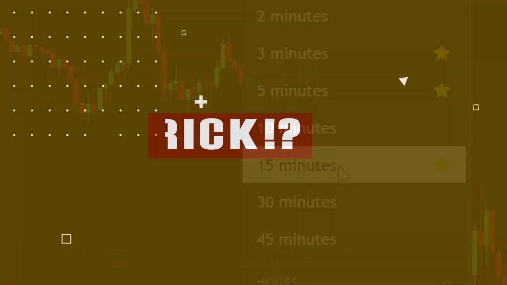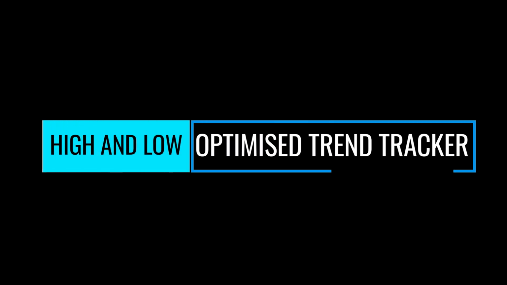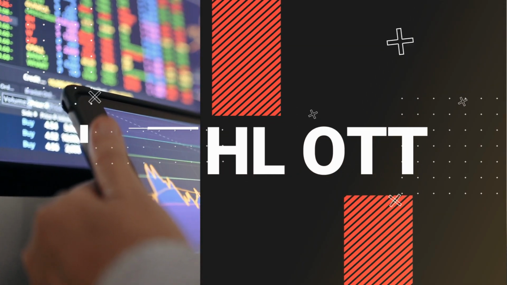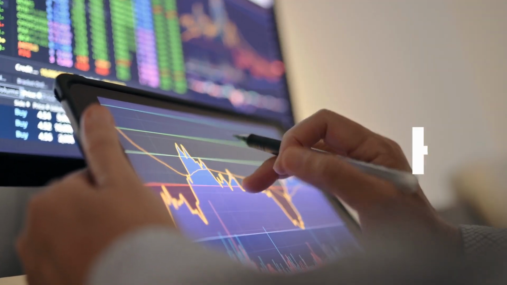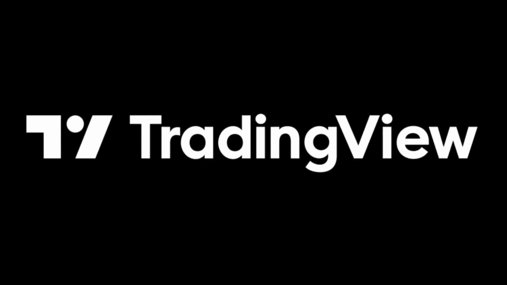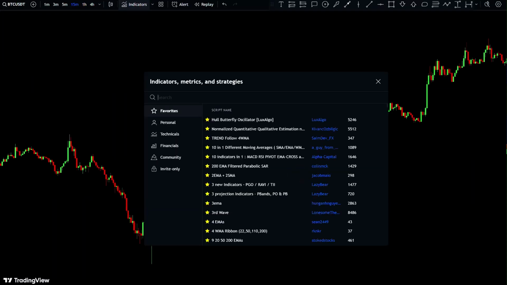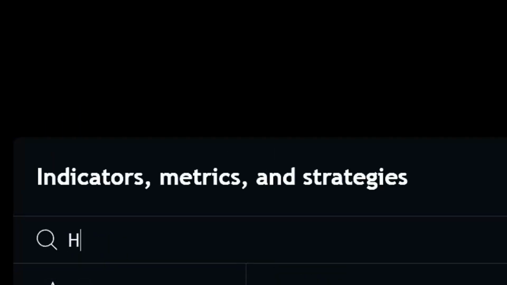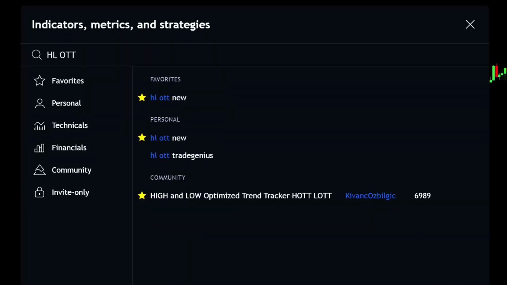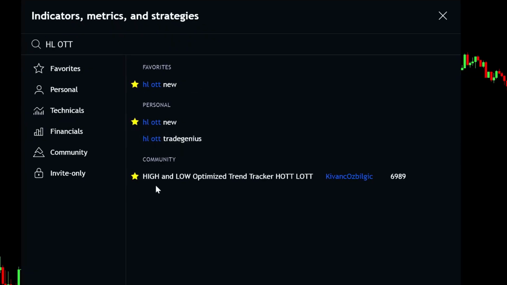Alright, so what's the magic trick? It's this indicator called High and Low Optimized Trend Tracker, or HL OTT for short. Yeah, I know it sounds complicated, but trust me, it's super simple. Just hop into TradingView, go to the indicators at the top, and search for HL OTT, and make sure you grab the one created by Kwonk Ozbeljac. Seriously, this thing is a game changer. Wanna see how it works?